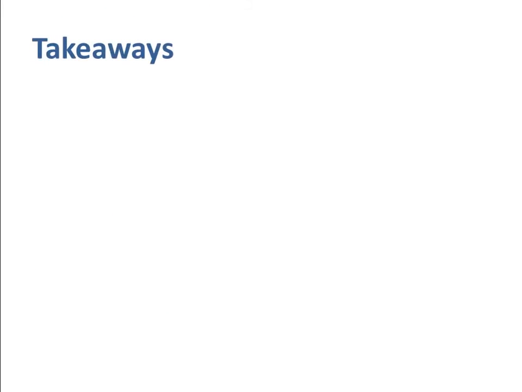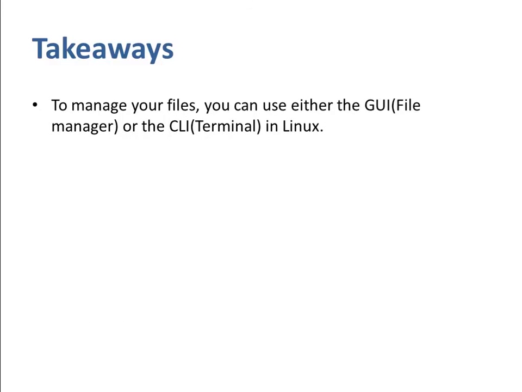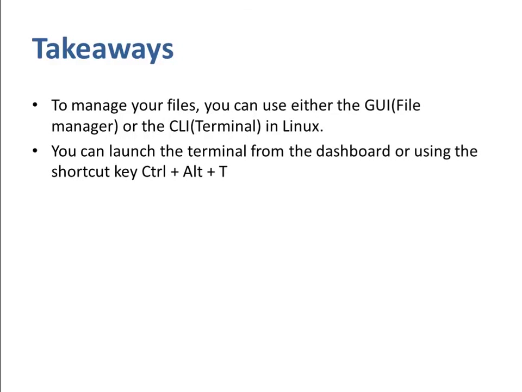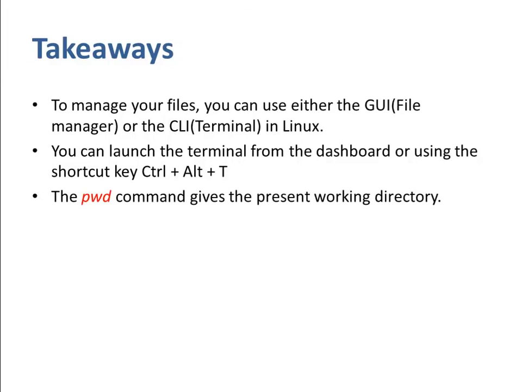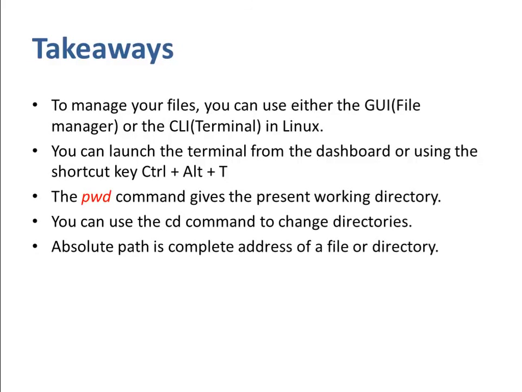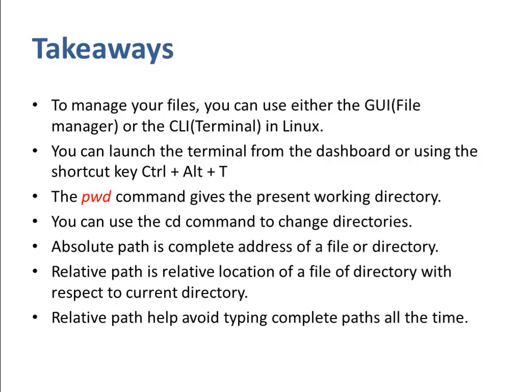So to summarize what we have learned today, to manage your files, you can use either the GUI or the CLI in Linux. You can launch the terminal from the dashboard or using the shortcut key Ctrl, Alt and T. The pwd command gives the present working directory. You can use the cd command to change directories. Absolute path is complete address of a file or directory. Relative path is relative location of a file or directory with respect to the current directory. Relative path helps avoid typing complete paths all the time.